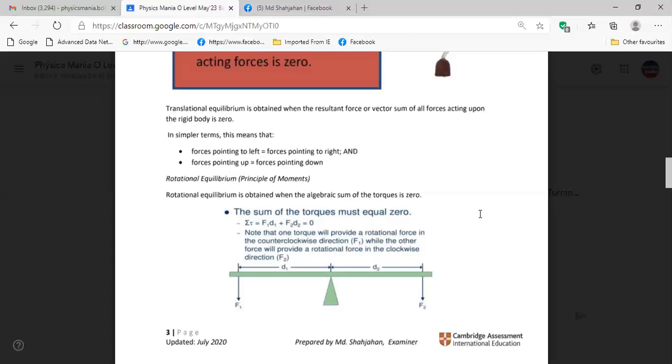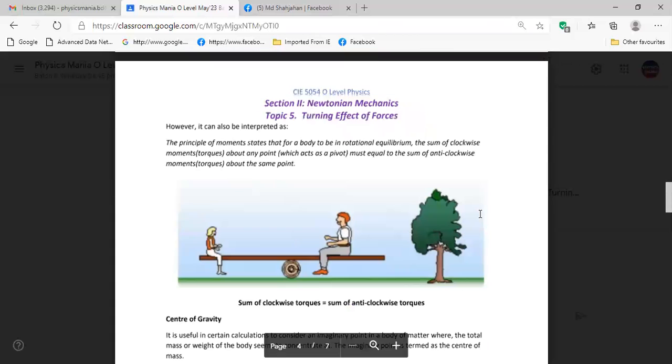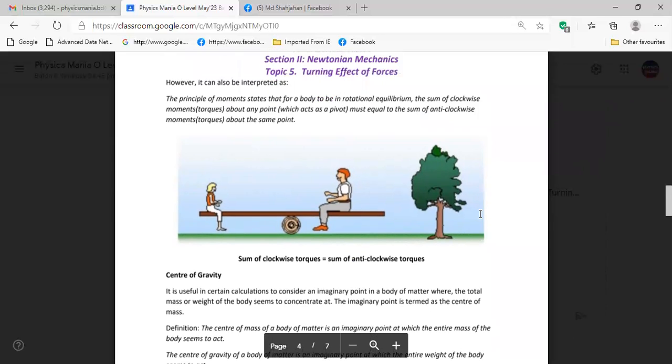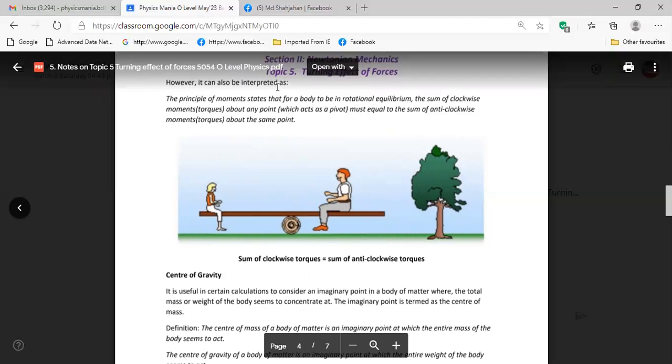Done. Yes, sir. So we have here that one you said, the playground seesaw. We have here rotational equilibrium. So after everything is done, you write the principle of moments. You write the heading, then you write this statement. Okay, sir.